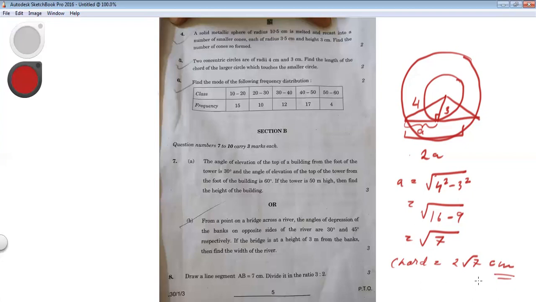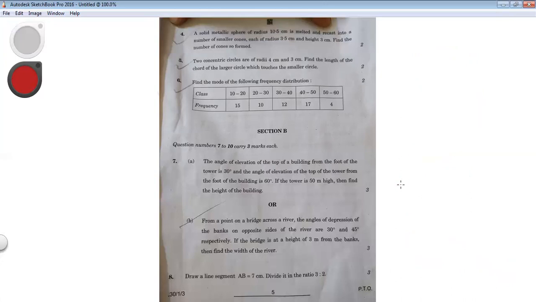Is it clear? Since it touches the circle, you need to also write that from this center, this perpendicular. Why is it becoming perpendicular? Because it is touching, it is tangent to the circle, therefore it's going to be perpendicular to it. And you know that the perpendicular drawn from the center to a chord bisects the chord. That's why you get 2a. And the radius of the larger circle is 4 centimeters. So this is 4, that is the hypotenuse, and the perpendicular is 3. I hope you were able to solve it.